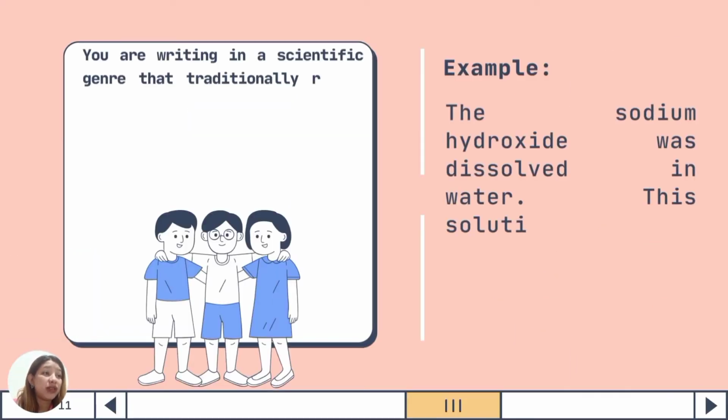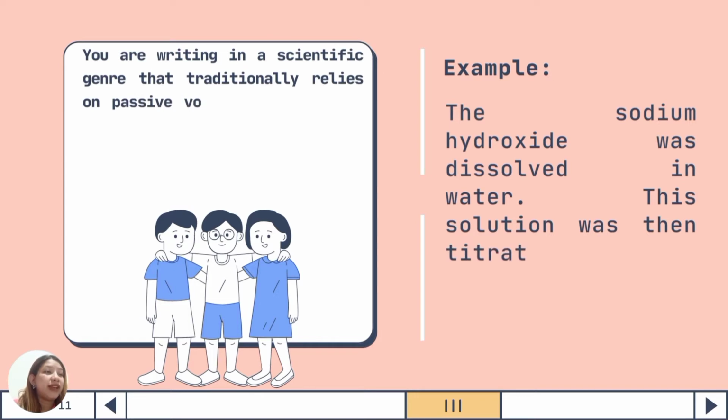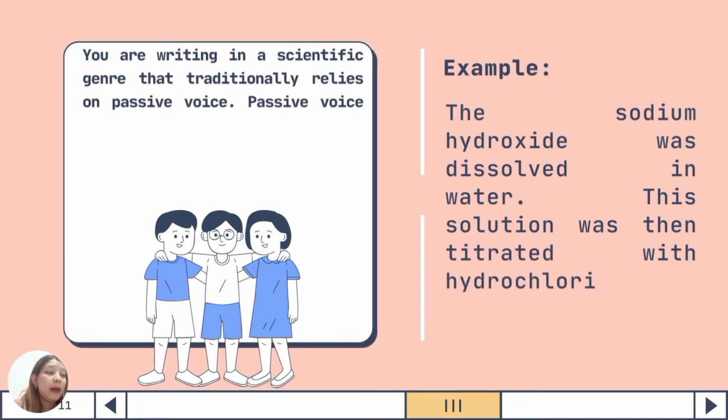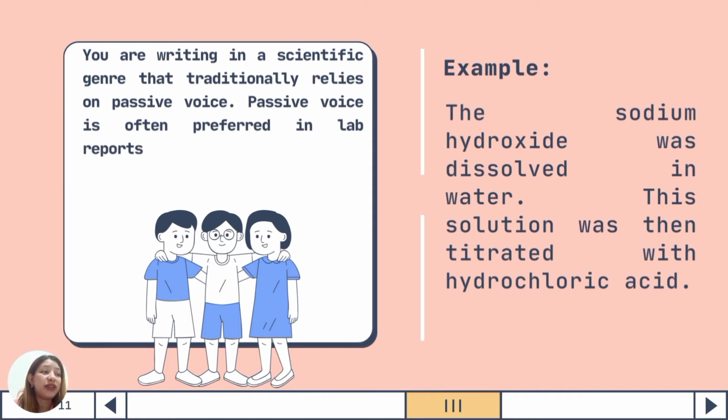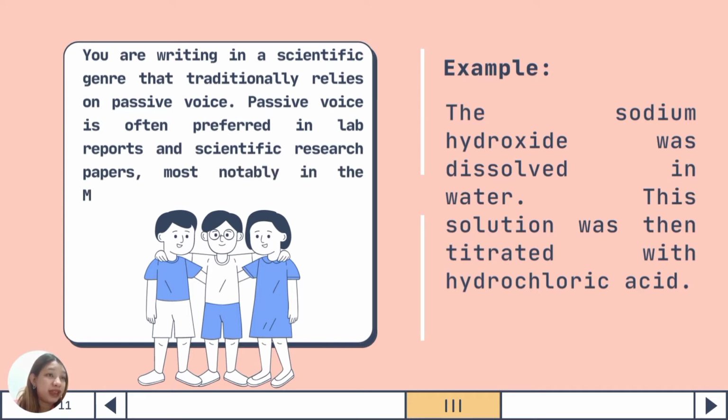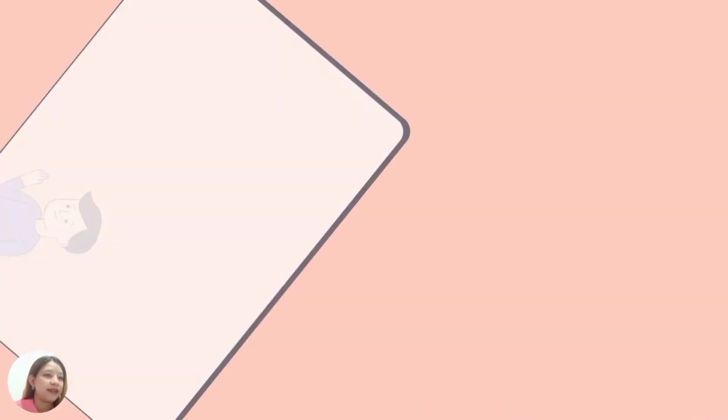If you are writing in a scientific genre that traditionally relies on passive voice. Passive voice is often preferred in lab reports and scientific research papers, most notably in the materials and methods section. Example of these, the sodium hydroxide was dissolved into water. This solution was then titrated with hydrochloric acid.